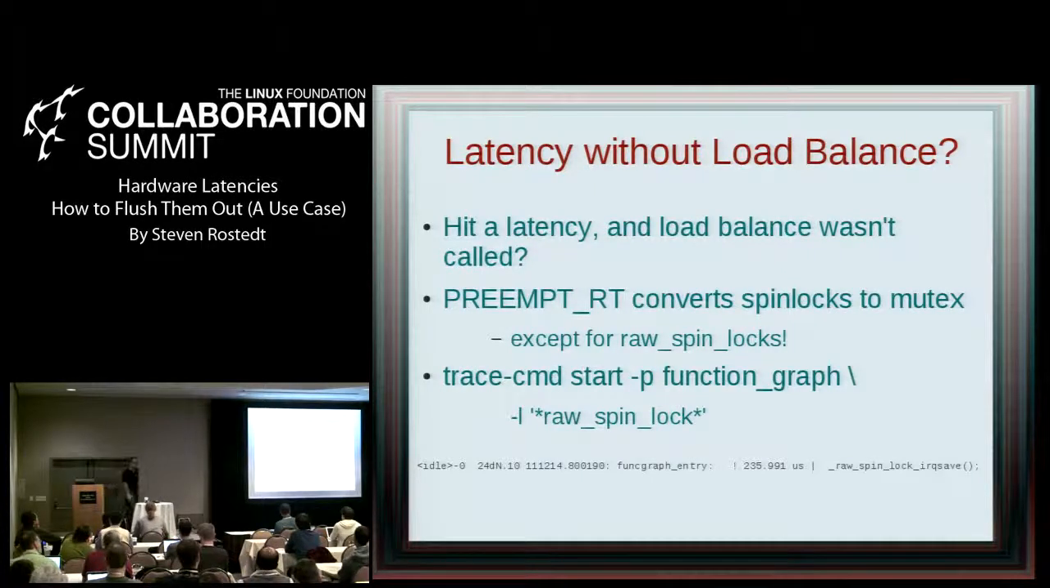Then I hit a latency without ever calling load balance. Load balancing wasn't even involved, and I hit the latency. I said, okay, there's an issue here. The PREEMPT_RT kernel converts all spin locks that are not raw spin locks into mutexes. I'm interested in raw spin locks. Let me see how many. There's a few raw spin locks in the kernel. So what I did was enable my tracing to only trace the raw spin locks. Give me all the spin locks and see how long they're held for, because that will tell you how long each lock took to run.